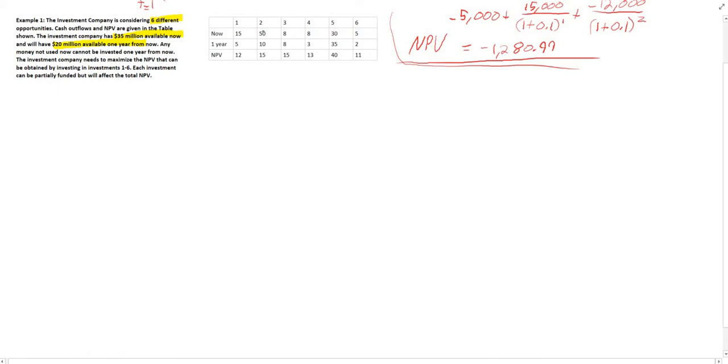So let's look at this. We have our table of investments, so that's investments 1 through 6. So let's start off, of course, with our objective function. You can see already it is to maximize the net present value. So we're going to do that. Maximize net present value. We're going to set that equal to Z. But we'll define Z in a little bit afterwards.